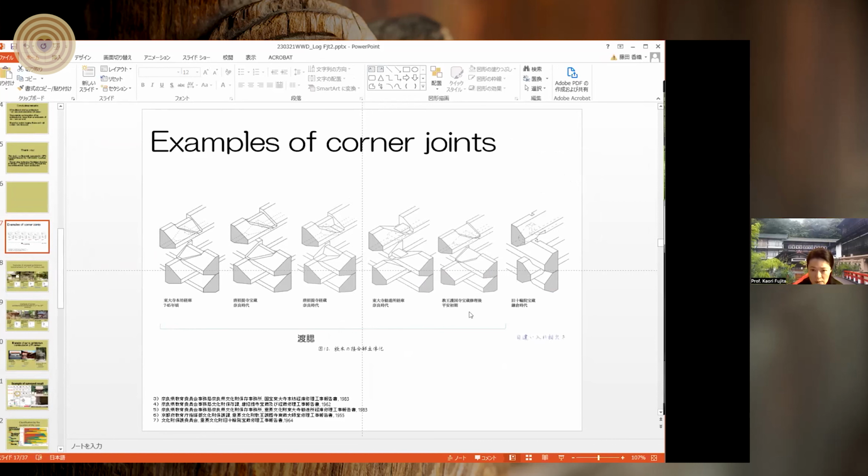And there may be some more. I'm looking for some more, but these are the only joints that we could find at this moment. And they're all very complex and different, but no adhesives. Basically, no adhesive is used, and no nails, no hardware, just timber, carving, grooves, and pegs.